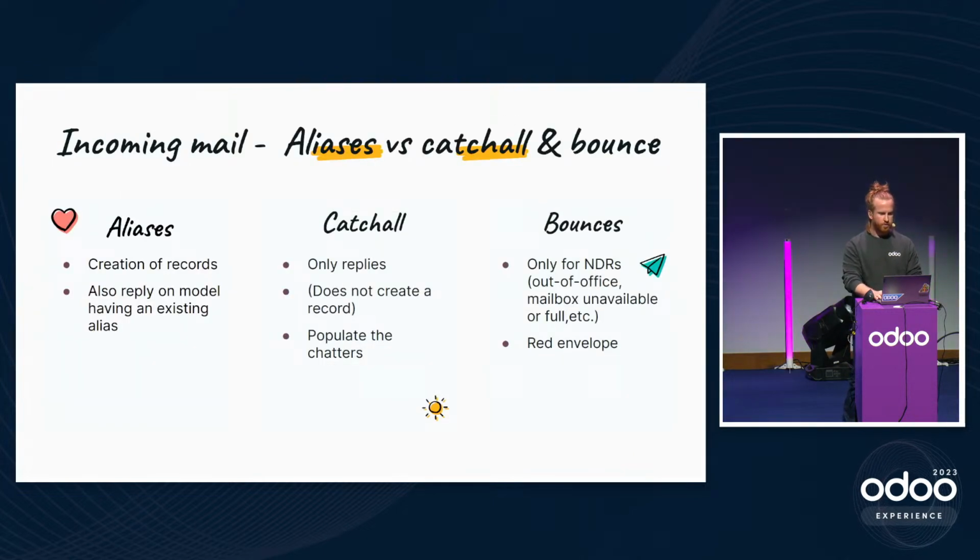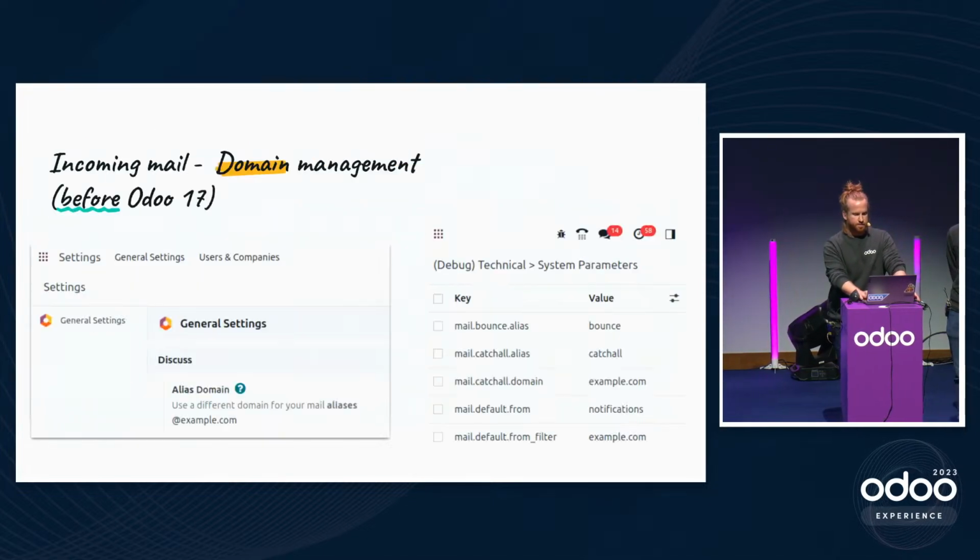So just what we saw, we have the three different types of incoming mail. We have the aliases, which are there for the creation of a record, but also for replying on a model that has an existing alias. The catch-all is only there for the reply. If you send an email directly to the catch-all, it will bounce, saying that you cannot contact this database using this email address. It will not create a record. The only purpose of this one is to populate the chatters of your models and records. And the bounces are the non-delivery reports, like the out of office, the mailbox unavailable or full, and they will be displayed as a red envelope.